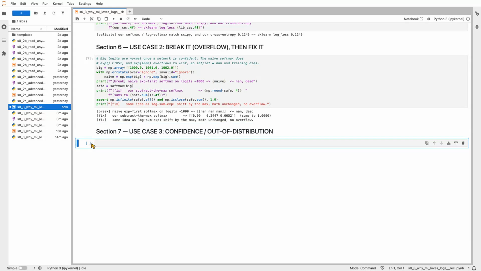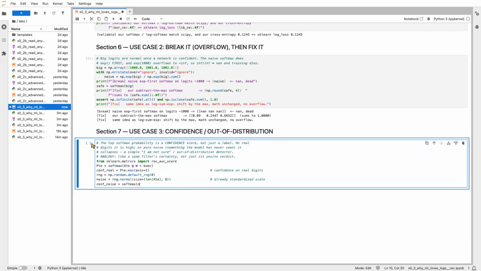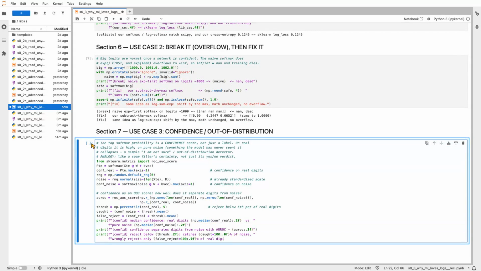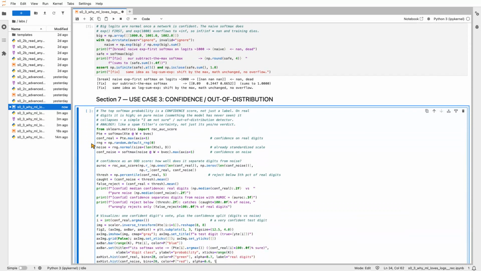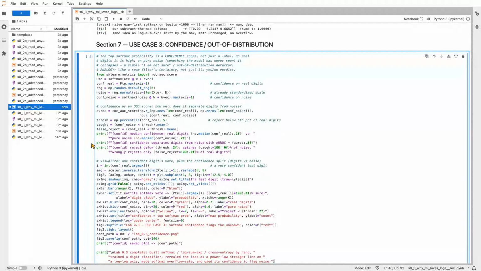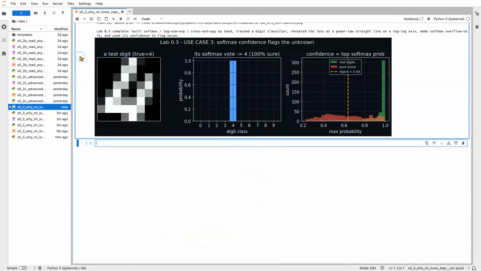Section 7. Use case 3. Confidence and the unknown. The top softmax probability is not just a label, it is a confidence score. On real digits, it sits near 1. But feed the model pure noise, something it has never seen, and that confidence collapses. Used as an out-of-distribution detector, confidence separates digits from noise with an area under the curve of 0.93. Reject anything the model is unsure about, and we catch more than half the noise while wrongly rejecting only 5% of real digits. It is like a spam filter's certainty, not just its yes or no.